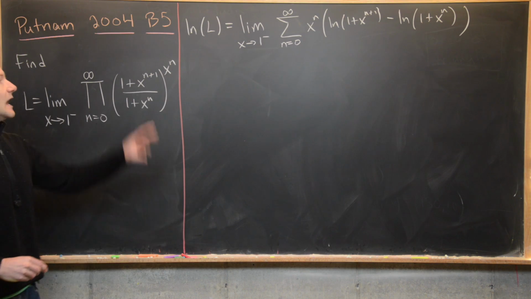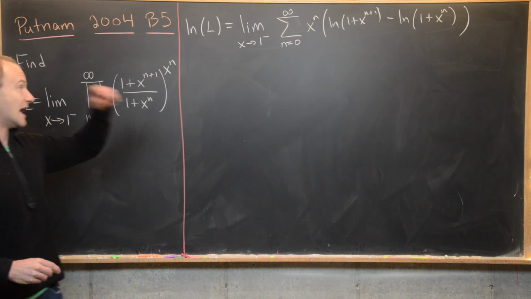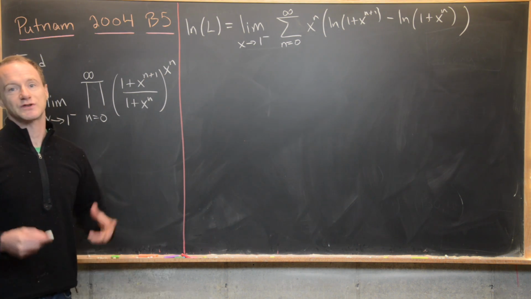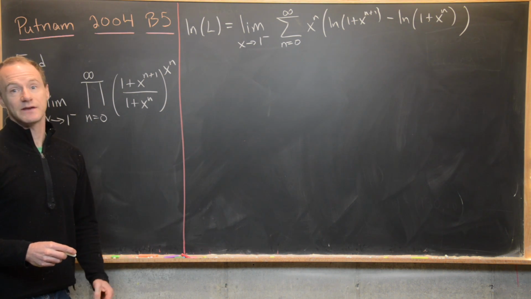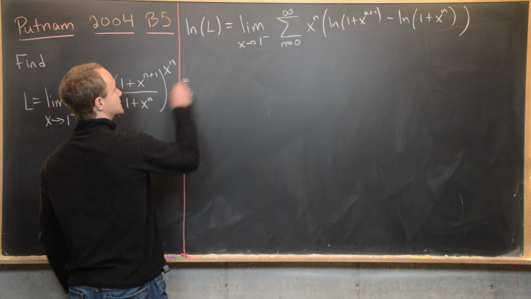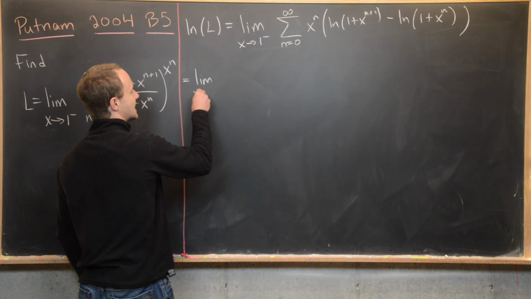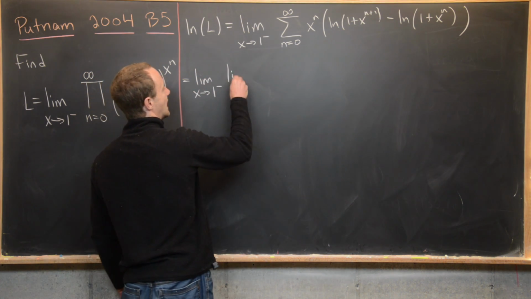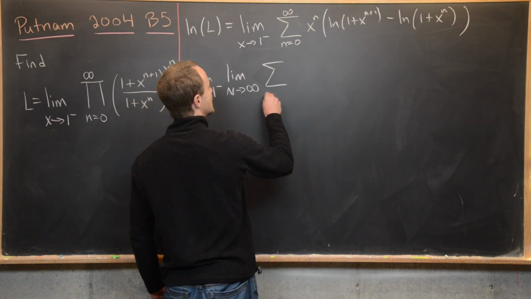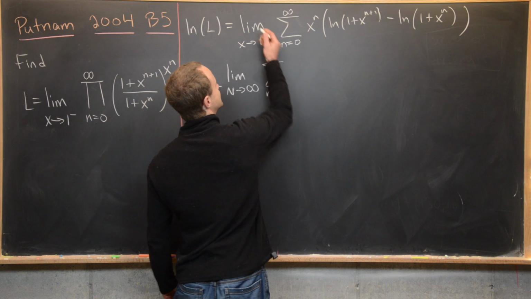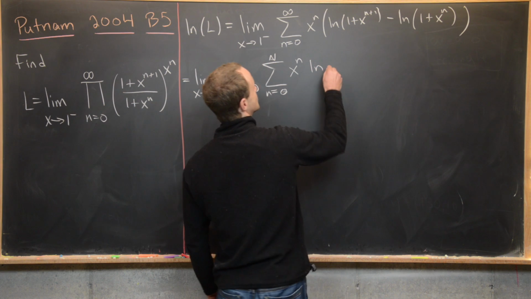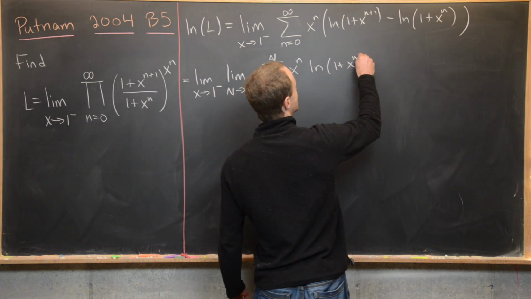Okay, great. Now, next, we're going to use the fact that an infinite series, this sum as n goes from 0 to infinity, is precisely defined as the limit of partial sums. So let's rewrite that as a limit of partial sums. So this is going to be equal to the limit as x goes to 1 from below, and then the limit as n goes to infinity of the sum as n goes from 0 up to capital N of x to the n times the natural log of 1 plus x to the n plus 1.